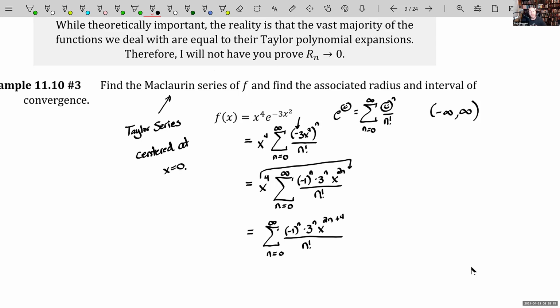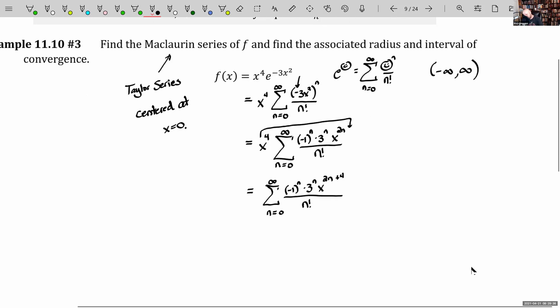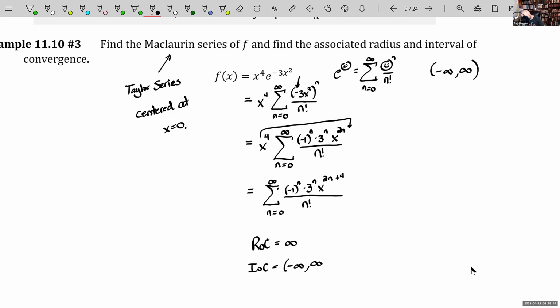So we found that. And by the way, the radius of convergence is not going to change. It's just not. We did not integrate. We did not differentiate. And we knew the original radius of convergence for our power series was infinite. Well, this is also going to be infinite. There's just no restriction on it. So the radius of convergence is infinite. The interval of convergence, negative infinity to infinity.